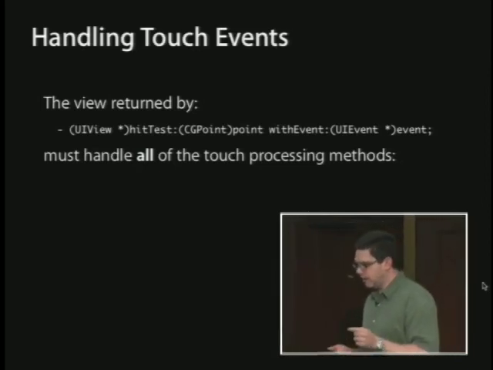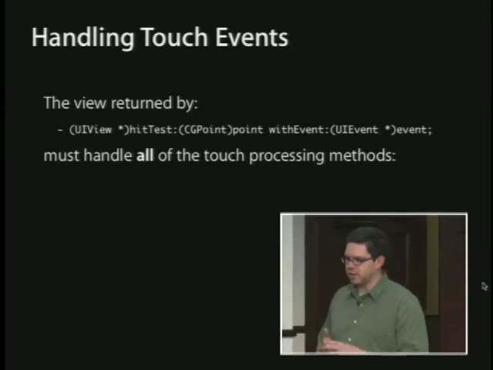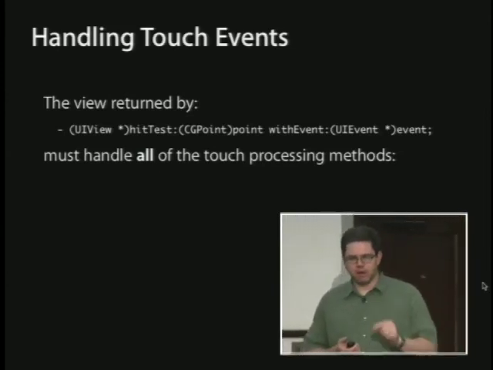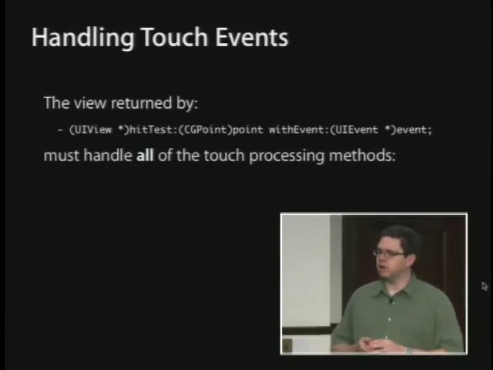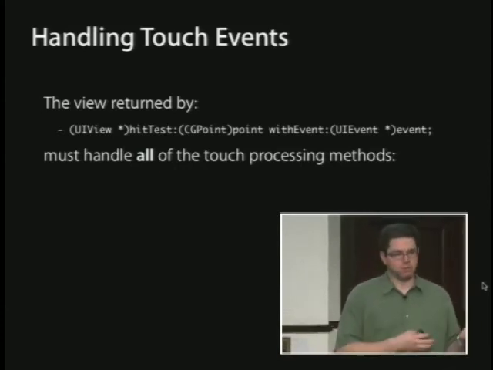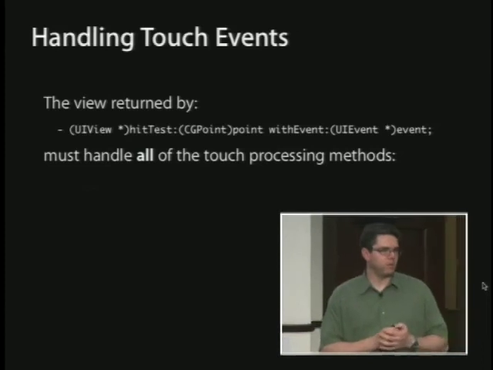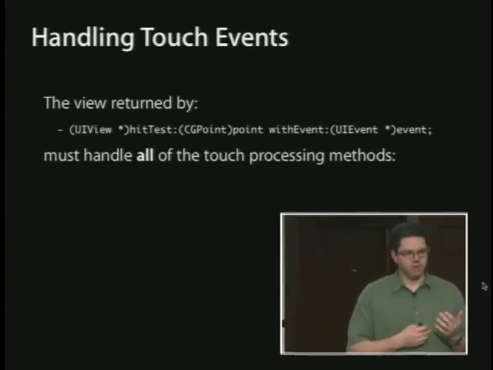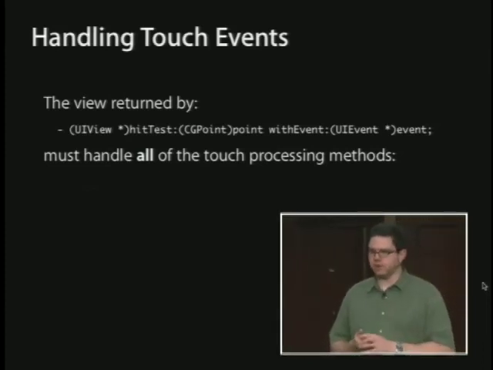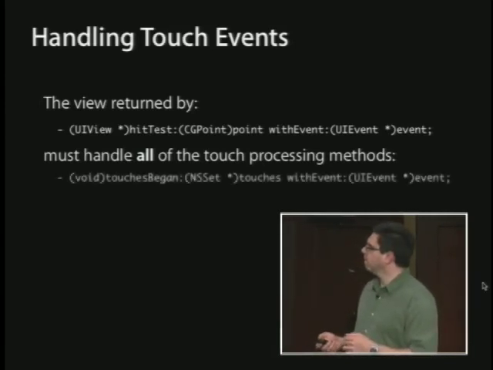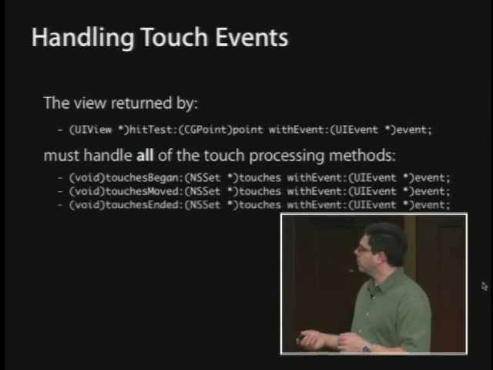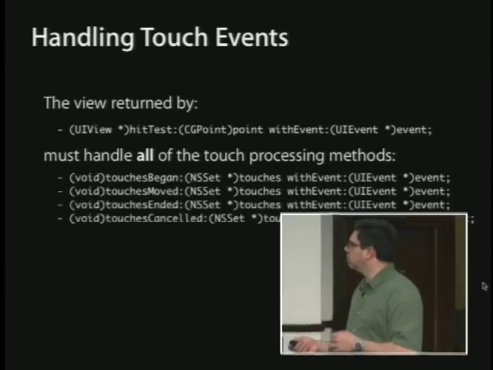Now, this doesn't mean that whatever class you provide itself has to provide implementations. For example, if you subclass from something that already provides implementations, you may just get away with overriding the ones you care about. But if you subclass from UIView, it doesn't have implementations for these things, and so you need to provide all 4 of them. So there's the set again that you need to provide.